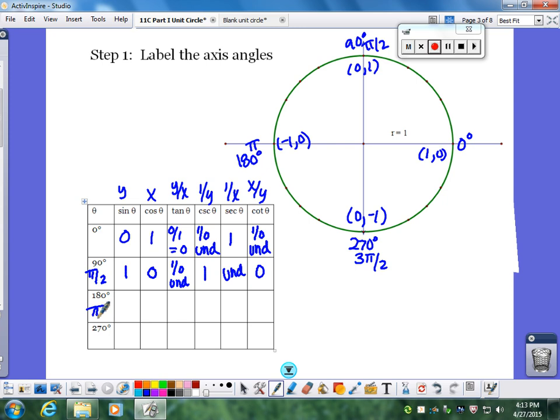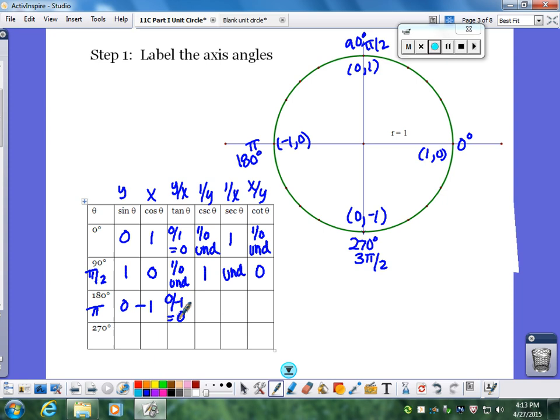So 180 degrees, pi. The sine of pi is the y coordinate, so it's going to be 0. Cosine of pi is the x coordinate, negative 1. The tangent is going to be 0 over negative 1, which is 0.